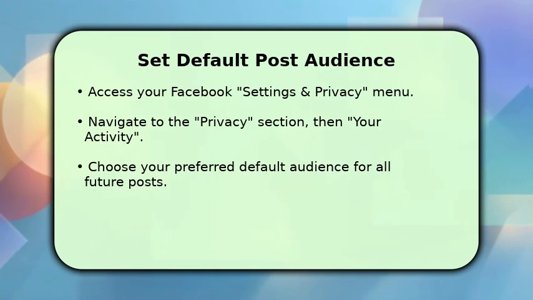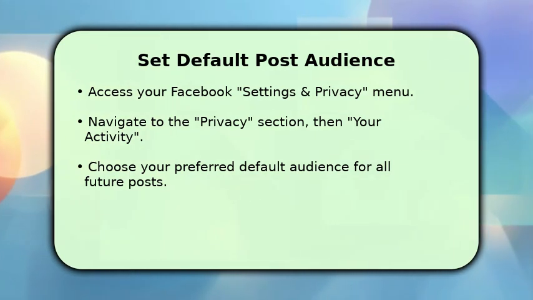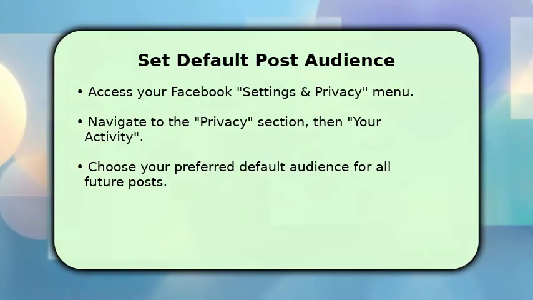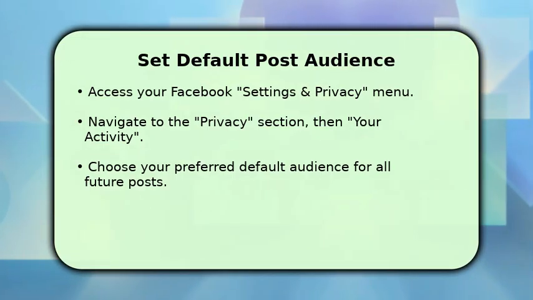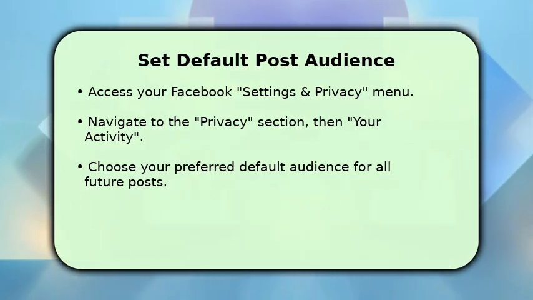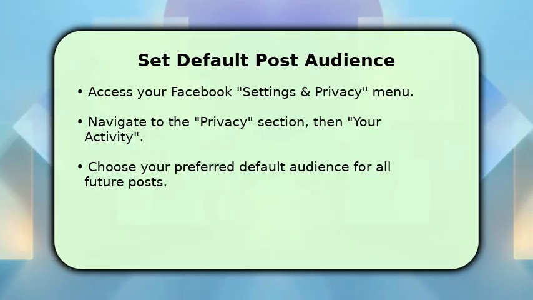Go to your Facebook settings and privacy, then click on Settings. In the left-hand menu, find Privacy, and then select your activity. Here, you'll see an option to limit the audience for past posts, and also to choose your default audience for new posts. Select Public if you want all new content to be widely visible.